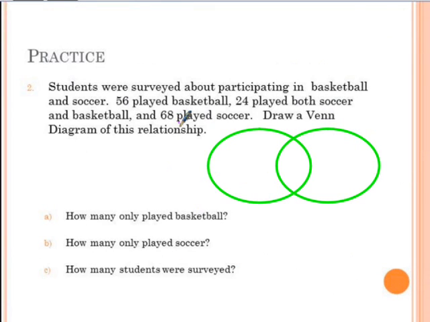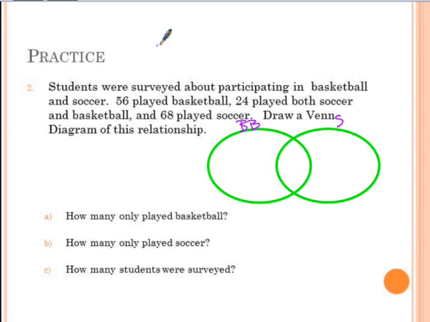Over here, students were surveyed about participating in basketball and soccer. 56 played basketball, 24 played soccer and basketball, 68 played soccer. Draw a Venn diagram of this relationship. All right, so right here we have, and when you label this stuff, it doesn't have to be perfect. Let's move that up. But these are basketball and these are soccer. And then we want to label the diagram. So it says 24 played both.